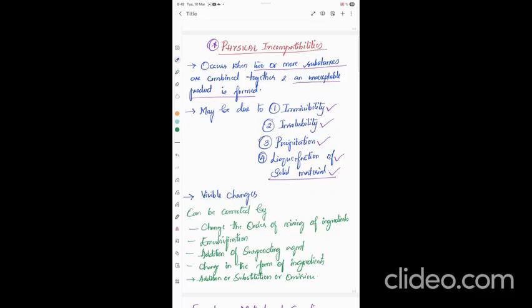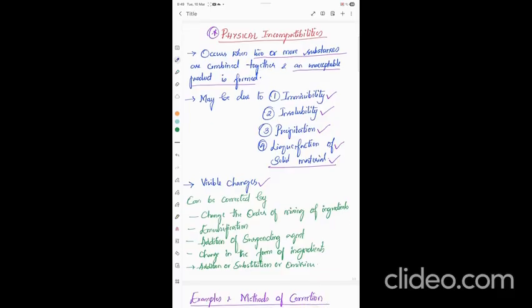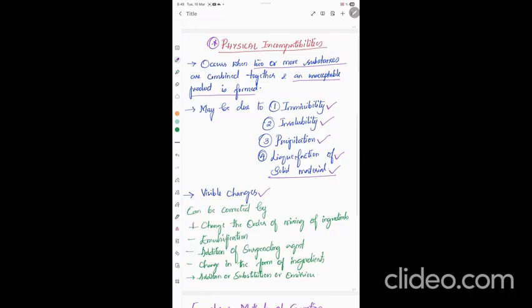And generally, as we say that they are physical incompatibilities, we will be observing certain physical changes in the product. And how you can overcome or rectify these incompatibilities, it could be by any of these methods. Like you can change the order of mixing of the ingredients. This one you would have observed during the preparation of your emulsions in your practicals. And then by using the emulsification method, like when two substances or two compounds are immiscible with each other, when you add the emulsifying agent, you can make them miscible.